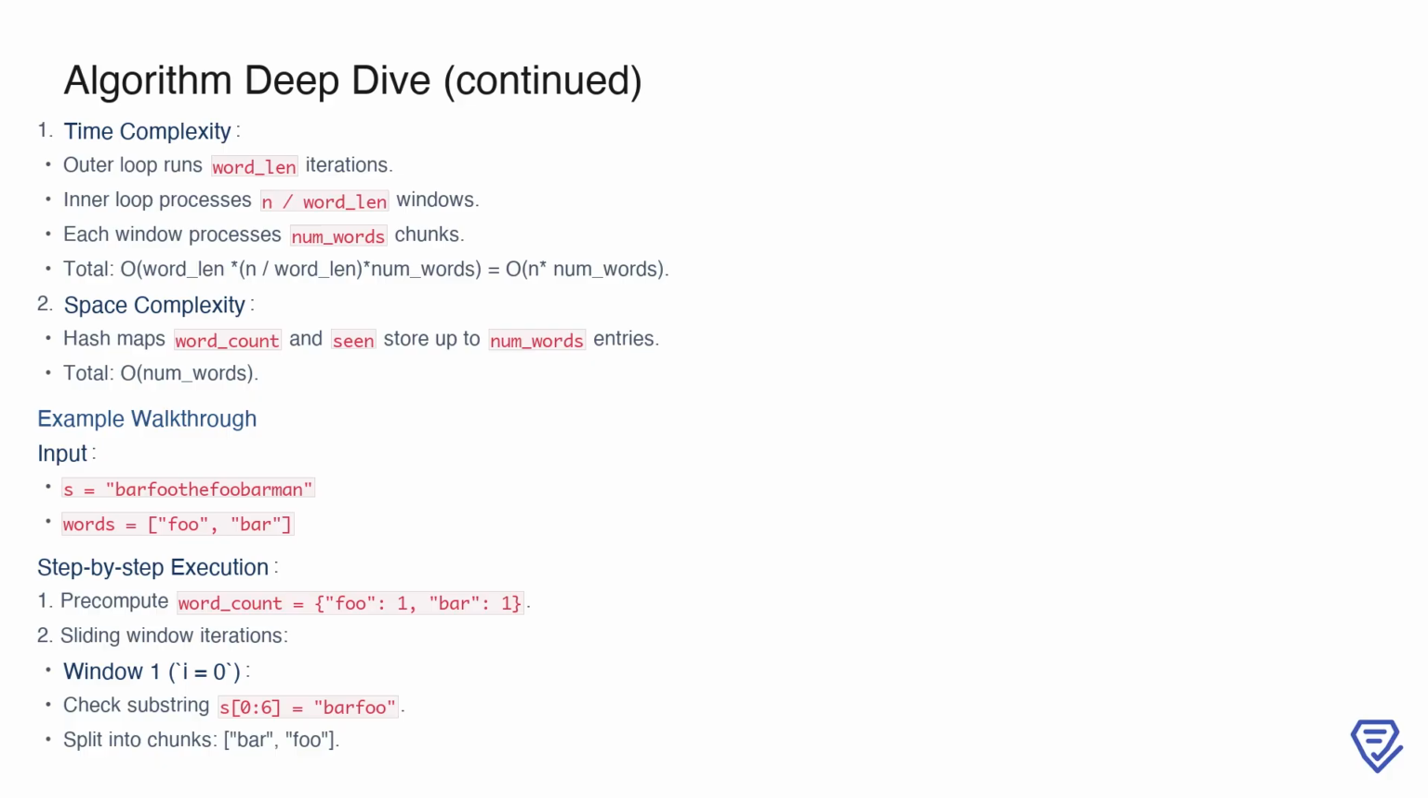For space complexity, the word_count and current_count hash maps each store up to number_words entries, resulting in a space complexity of O(number_words). Both the time and space complexities are efficient, making this approach practical for solving the problem within constraints.